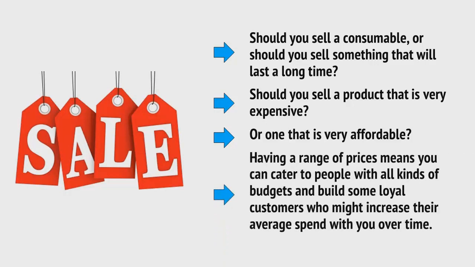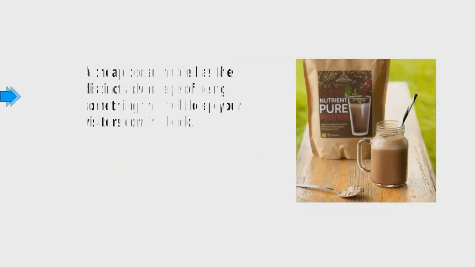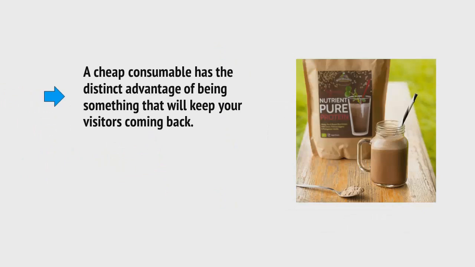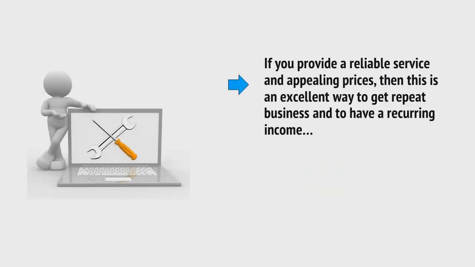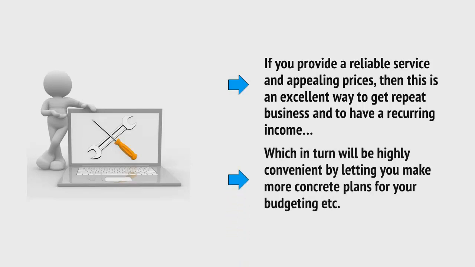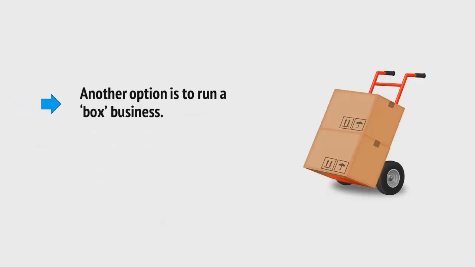Having a range of prices means you can cater to people with all kinds of budgets and build some loyal customers who might increase their average spend with you over time. For example, a cheap consumable has the distinct advantage of being something that will keep your visitors coming back. If you sell a protein shake, for instance, then your buyers will probably want this about once every month. If you provide a reliable service and appealing prices, then this is an excellent way to get repeat business and to have a recurring income, which in turn will be highly convenient by letting you make more concrete plans for your budgeting, etc. Another option is to run a box business.